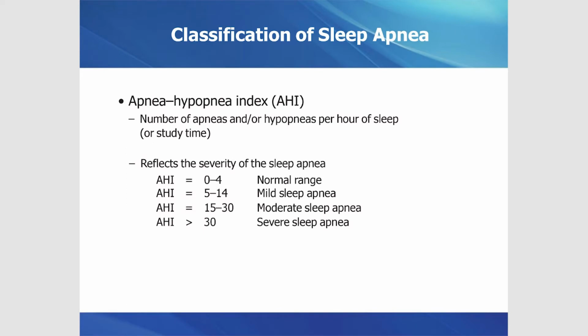So again, the classification of sleep apnea, we classify this by the AHI, the apnea-hypopnea index. And this reflects the severity of sleep apnea. Generally less than 5 is considered normal. 5 to 15 events per hour is considered mild, 15 to 30 more moderate, and greater than 30 is considered very severe.